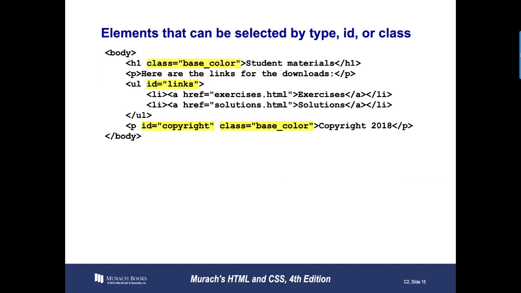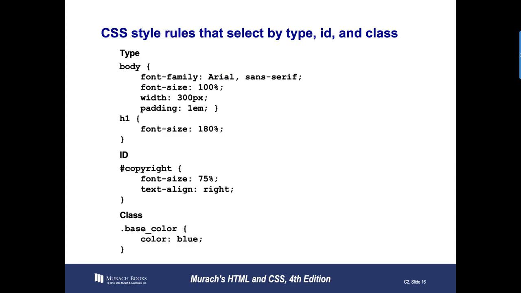All right, so notice in here it says elements that can be selected by type, ID, or class. Notice the H1 element has a class of base underscore color. Okay, notice that right there. And then the unordered list has this thing called ID equals links. And then there's another paragraph tag that has an ID of copyright and a class of base color. Let me just see on the next slide. Yeah, here they are right here.